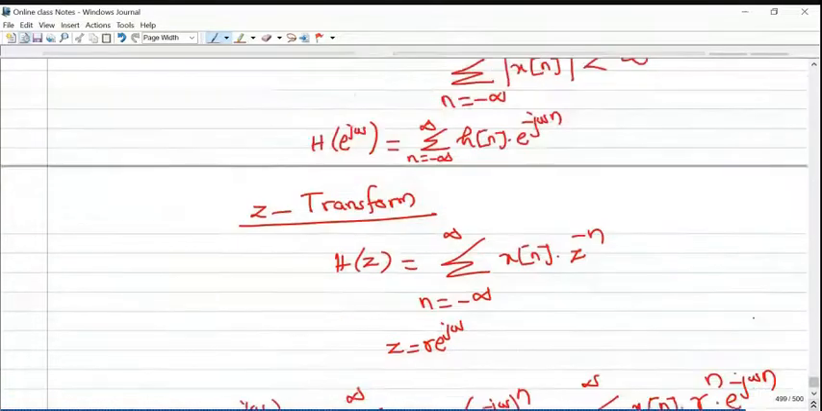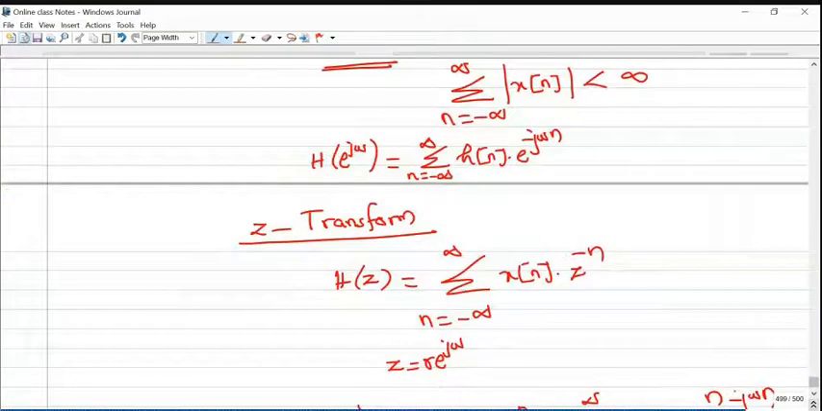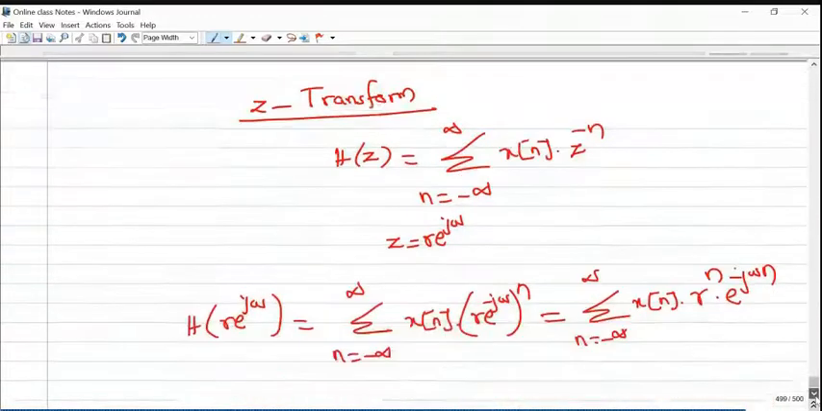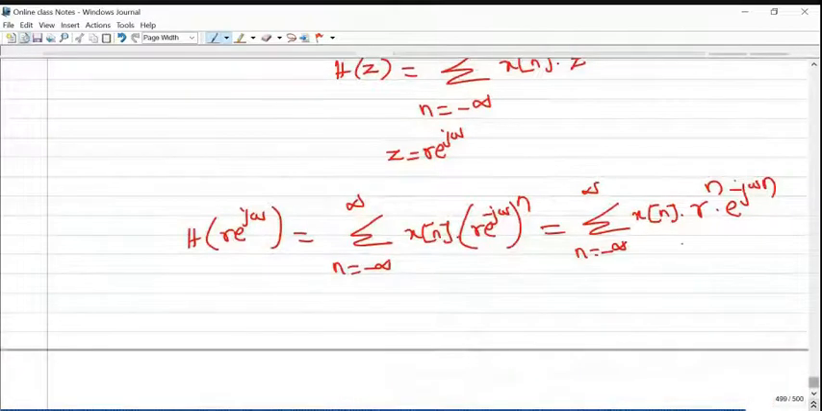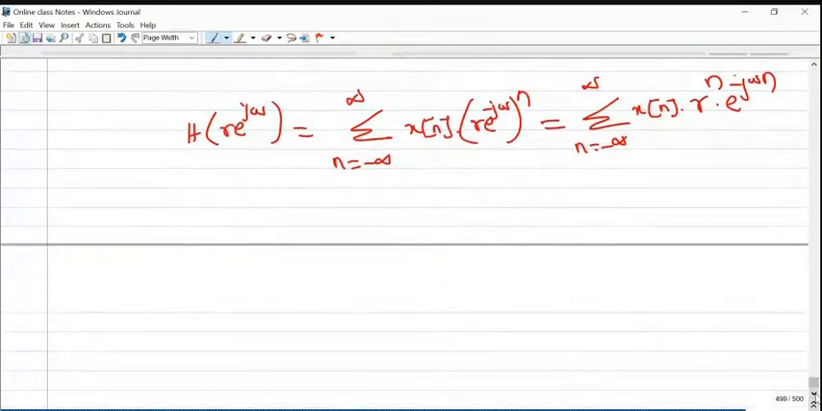Check this. In the DTFT we have x[n] e^(-jωn), and here also x[n] e^(-jωn). The extra term is r^n. So in the Z transform, r^n is multiplied with the signal, and then we are taking the DTFT of the signal. This is nothing but the DTFT of a signal multiplied with r^n. Then you will get your Z transform.